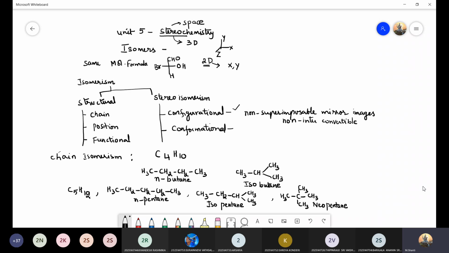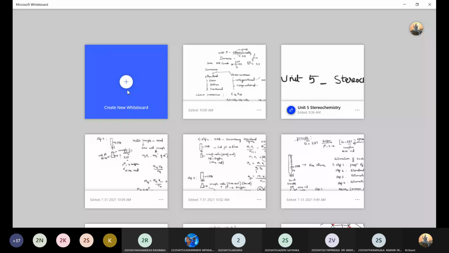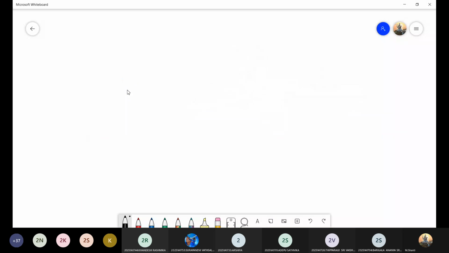Understood? Any doubts? If you are done with this, we move on to positional isomerism. Is it okay? Yes, ma'am. So the second type, positional isomerism.